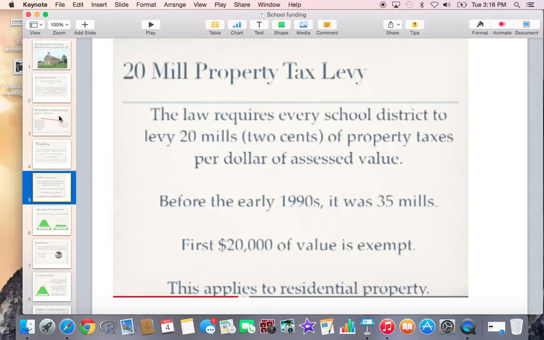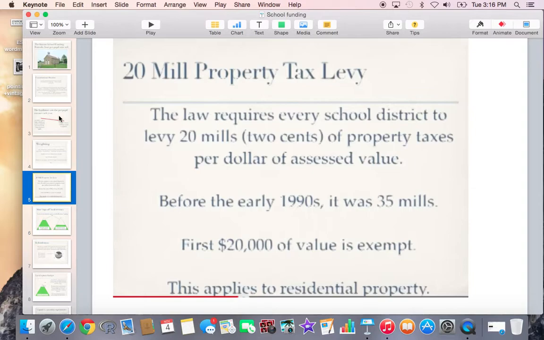Now, before the early 1990s, it was 35 mills, so it was cut significantly, because what happened in the early 1990s is this school-based funding formula was instituted so that more money comes from the state general revenues, which in turn come from sales and income taxes primarily, and a few other things too. And that way, the goal is to level up the disparity between the amount of money from property taxes that rich school districts can raise versus the amount of money that poor school districts can raise, and to help level it out. So they reduce the dependence on property taxes and increase the amount of money from the state general revenues going into the schools.